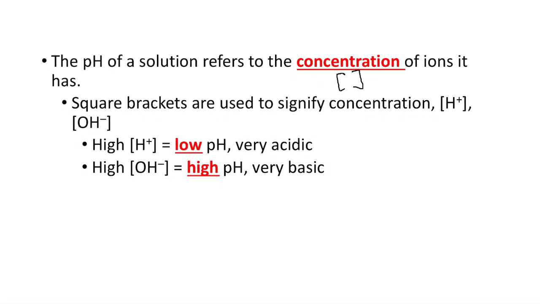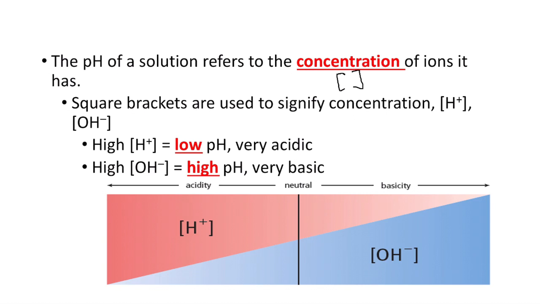If you have a high concentration of hydrogen ions, you're going to have a very low pH, and this is going to be very acidic. If you have a high concentration of hydroxide ions, you're going to have a high pH, meaning the solution is very basic, because remember, we're dealing with solutions of acids and bases. Again, here's that table, which shows that as you lower the pH, you're getting an increase in hydrogen ions. As you increase the pH, you're getting an increase in hydroxide ions.